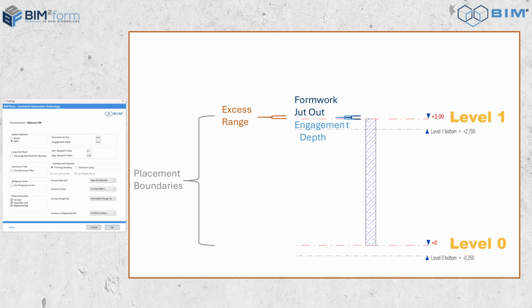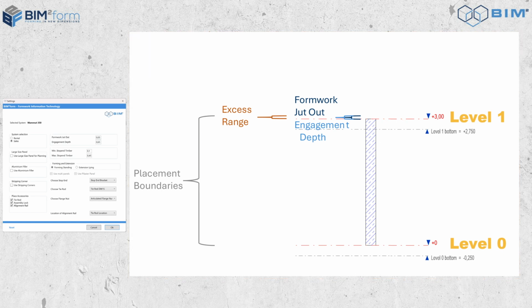Let's look at the first image. Here, we've set the formwork jutout to 0.05 meters and the engagement depth to 0.65 meters. Notice the gray highlighted area. This represents the selection range where BIMterform will generate configurations.